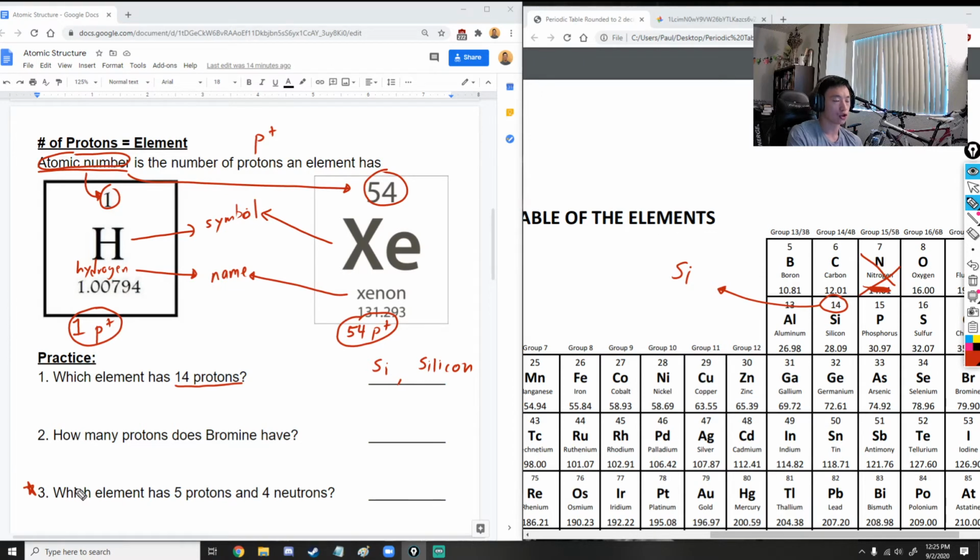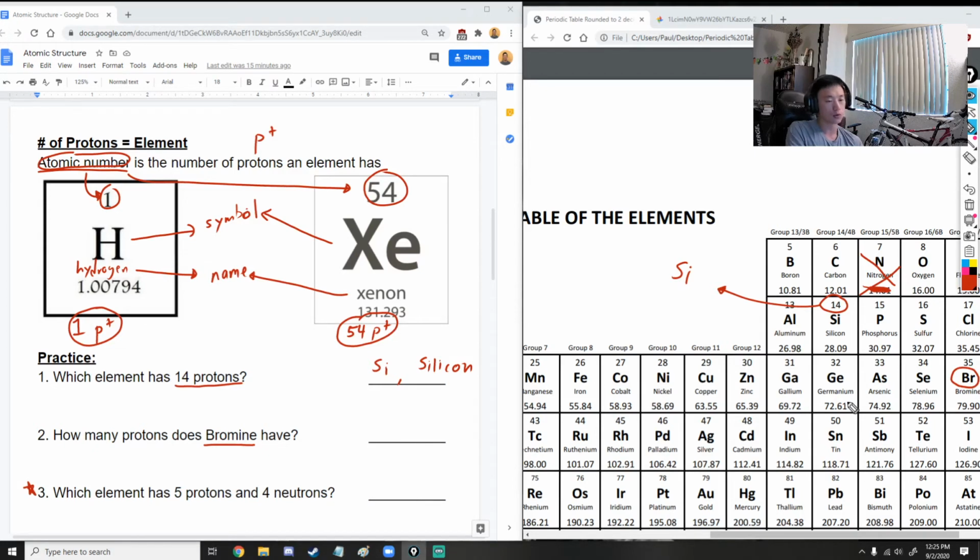Okay, so hopefully you were able to figure that out while you paused the video. Now we're going to figure out the answers to numbers 2 and 3. Number 2 is a little bit different. It's the opposite. I'm not telling you how many protons there are. I give you the name of the element. It's bromine. So we'll find bromine on the periodic table. Bromine is right here on the very end.